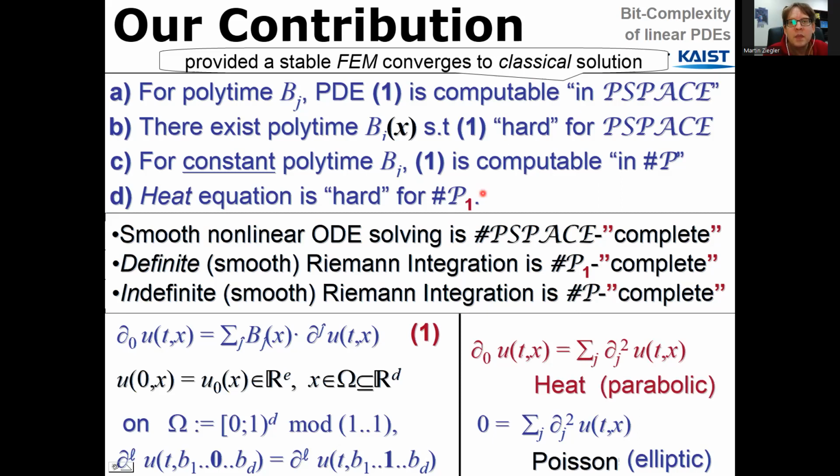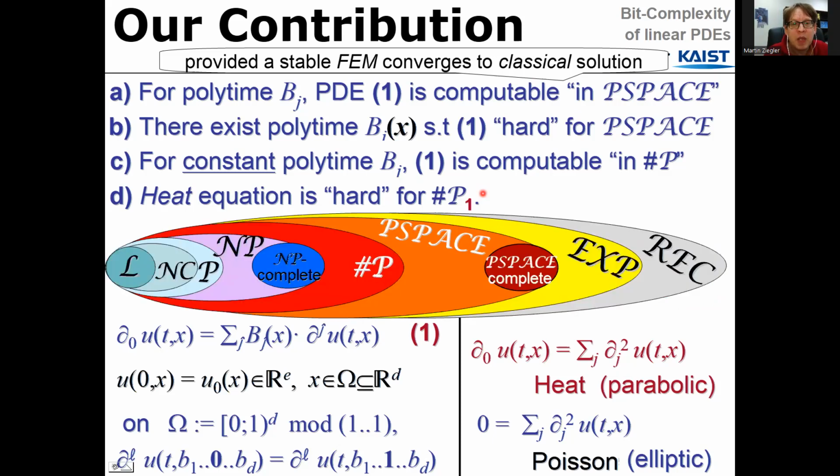For the first part, I'm going to give the proofs in the second part, and here you see a reminder of the complexity hierarchy. So P space for general PDEs, Sharp-P for those with constant coefficients, and this corresponds to Riemann integration. Also, this corresponds to nonlinear ODEs, and this corresponds to maximization, so NP characterization.